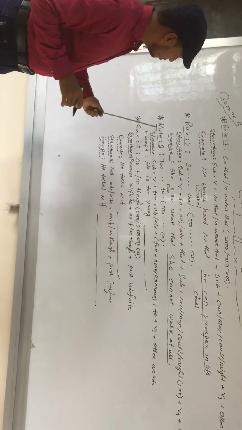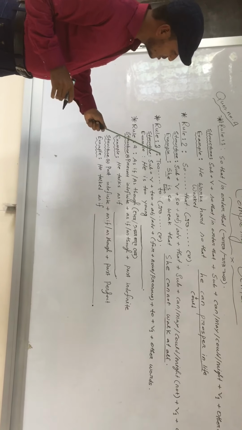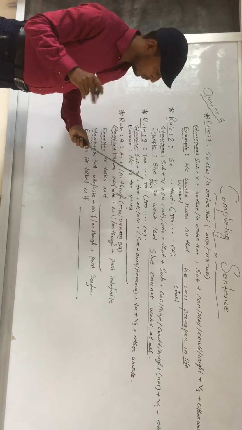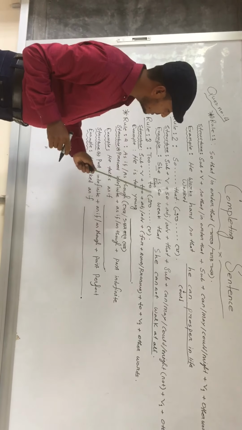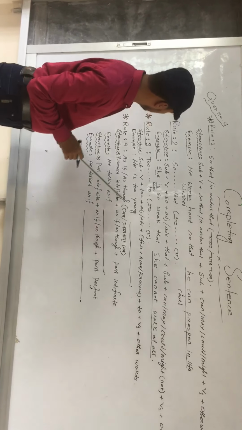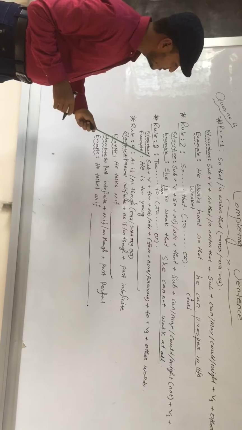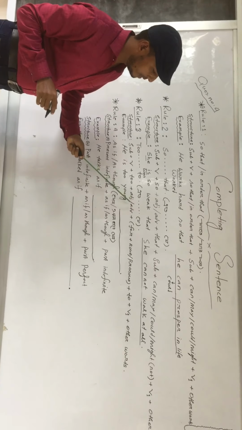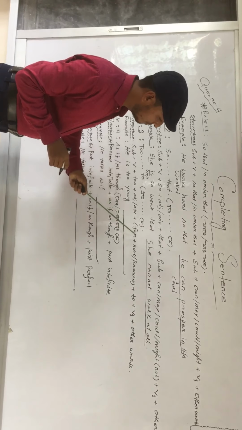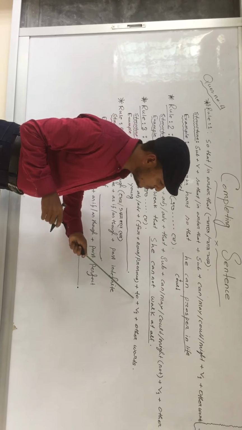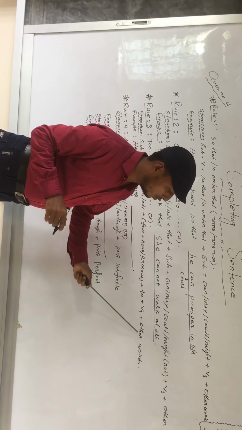Now let's start rule 3. Too, to. The Bengali meaning of this structure is "eto j". The structure: subject plus verb plus too plus adjective or adverb plus for plus noun or pronoun plus to plus V1 plus other words.